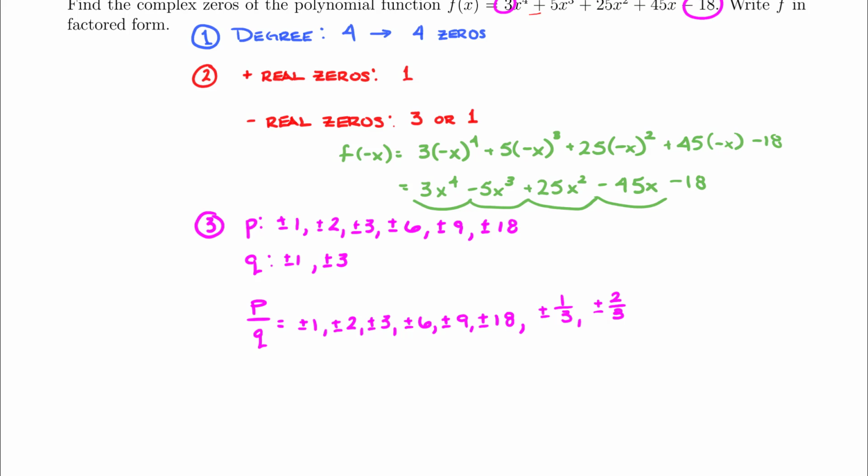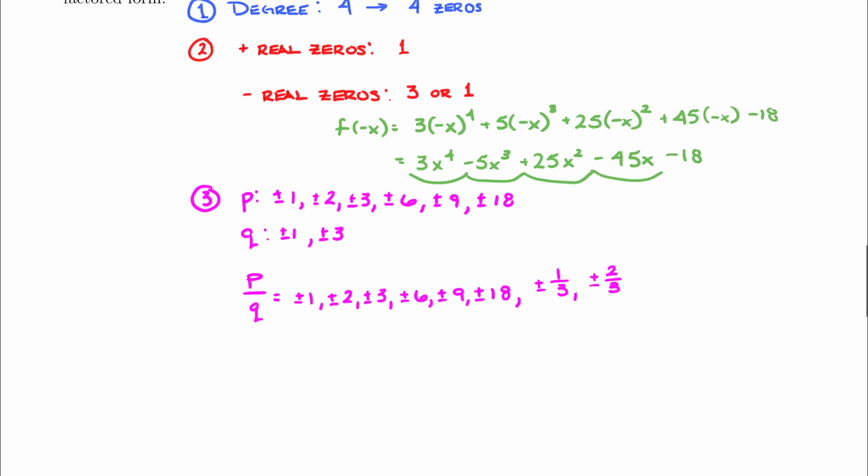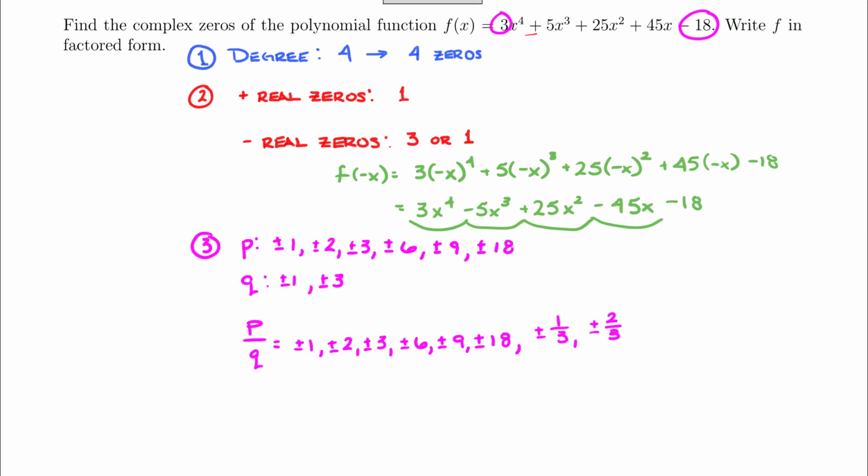Then the next thing that I would want to do is start picking numbers from the list and substituting them into my given function. And the first value that I come up with that gives me 0 as an answer will help me find the first factor. And just like I did yesterday, I've gone ahead and worked this one out. I'll tell you my process.